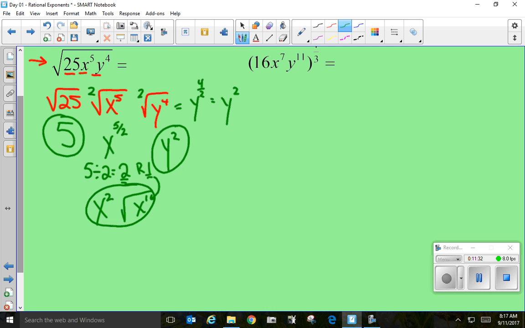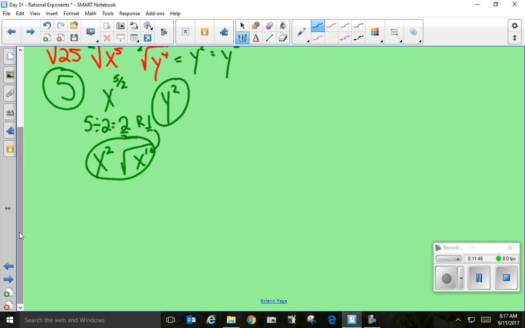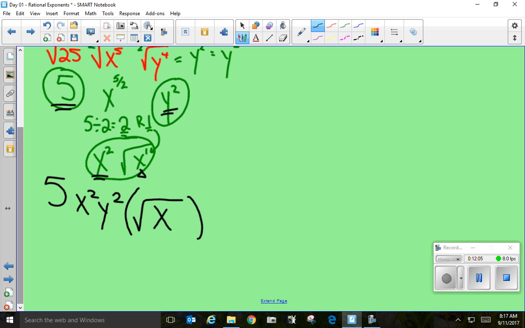So all I want to do now is put this all back together. Everything that's outside of the radical will be together outside the radical. Everything that's inside the radical will be under the one radical that you write. Here it's just one term, x. Let's write it like you would see on a test. Numbers, big coefficients first, 5. And then we write our variables alphabetically. x squared is outside, and so is y squared. And then the only thing under the radical is my x. There you go. That's your answer.